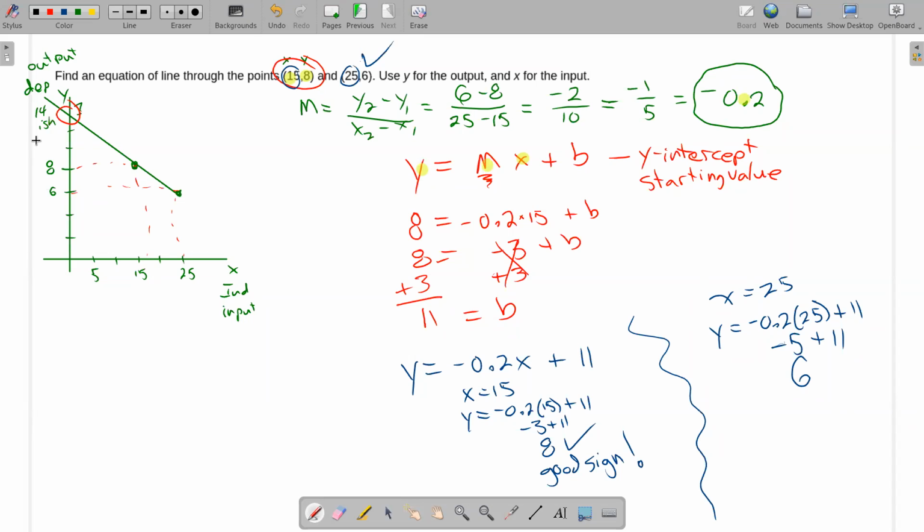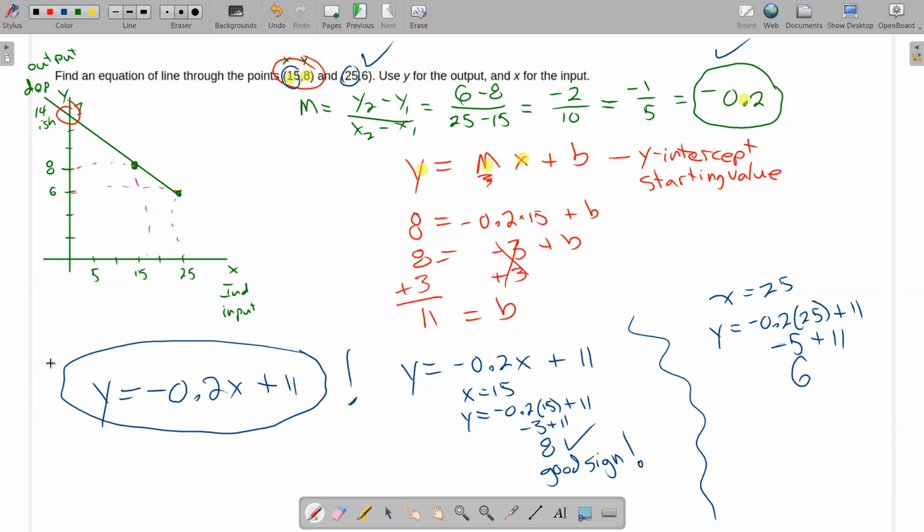Okay, so something was wrong with my picture. It wasn't very accurate, but it did tell me the slope was downhill. That was a good thing, right? So now I have an equation. The line that goes through those 2 points would be y equals negative 0.2x plus 11. Circle it, exclamation point it, job.